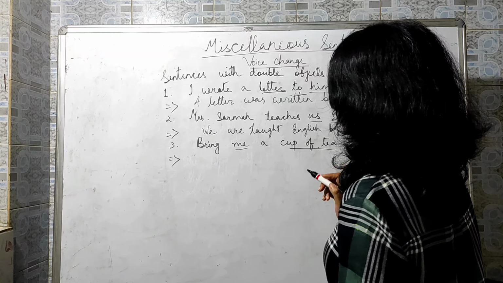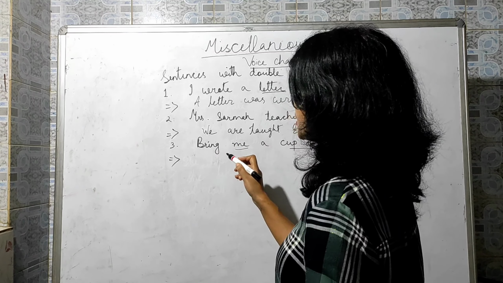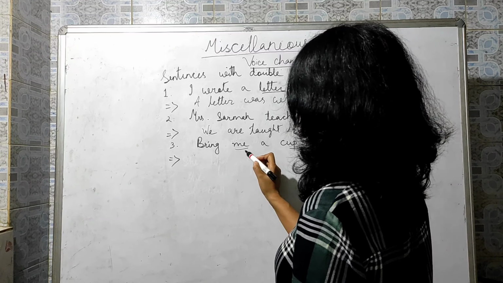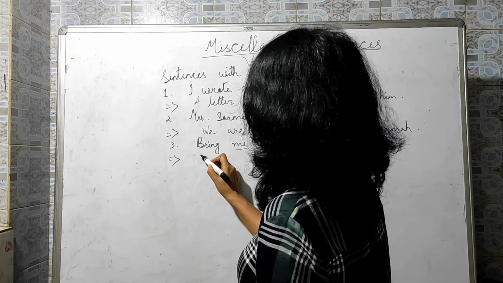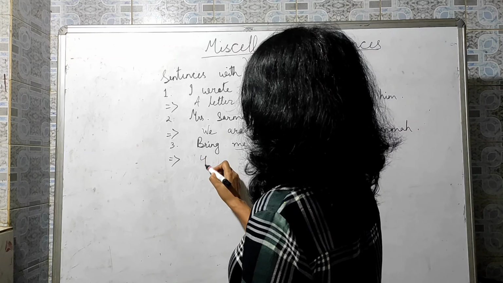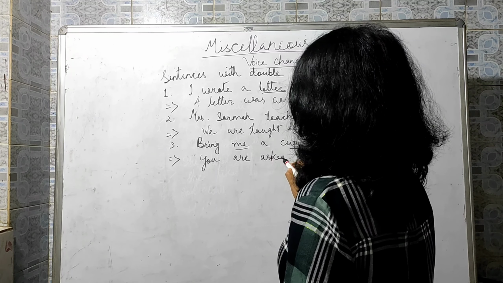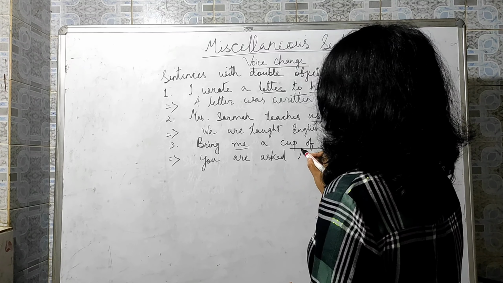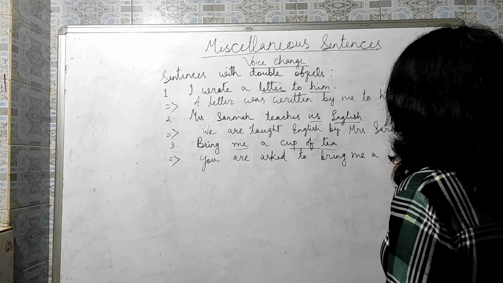"Bring me a cup of tea." Here what is omitted? Here the subject is omitted. Bring me. Who will bring? You. So here you can write it as if it is an order also, you are ordered. You cannot write that, it will not look good. You are asked to bring me a cup of tea.